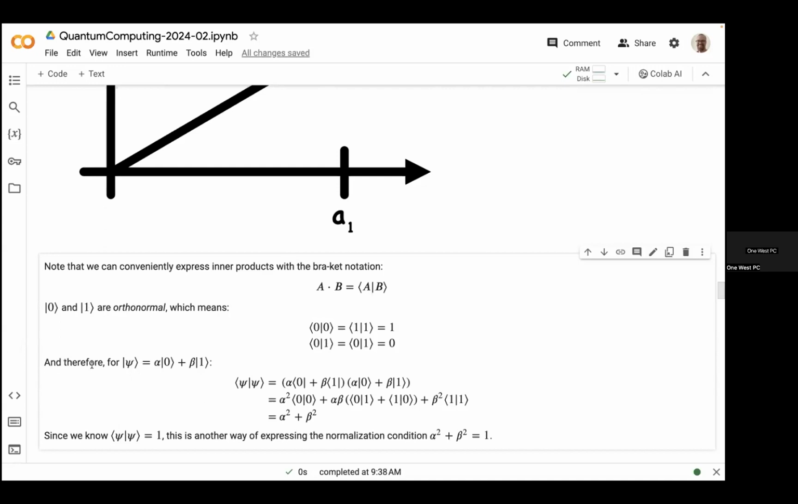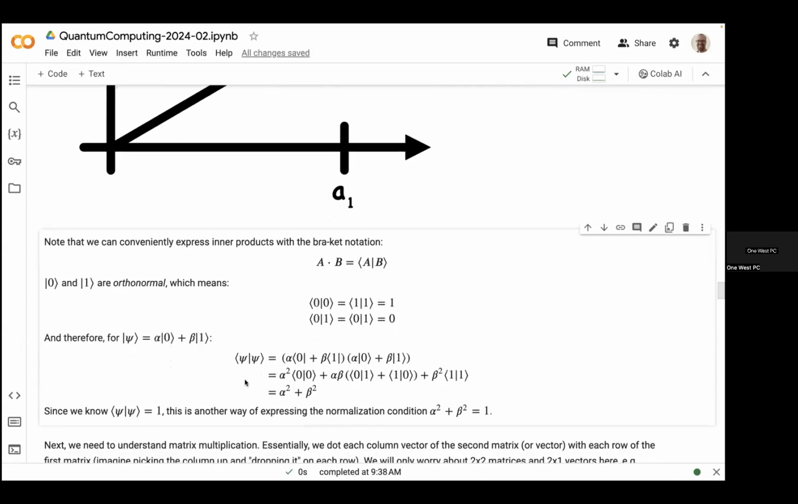And therefore, if I have psi equals alpha times 0 plus beta times 1, I can do things like take the dot product of psi with itself, and I can write this out as alpha 0 plus beta 1 times alpha 0 plus beta 1, keeping track of which direction my bras and kets are oriented. Then I can use associativity to group those terms, and I come down to alpha squared plus beta squared. We know this has to be 1, so this is another way of expressing our normalization condition, that alpha squared plus beta squared is 1, and how all that flows through.